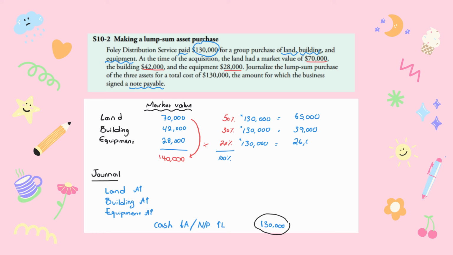So now to double check, I need to add them up, and the total should be 130,000. 65 plus 39 plus 26 is 130,000. And this is the assigned cost.